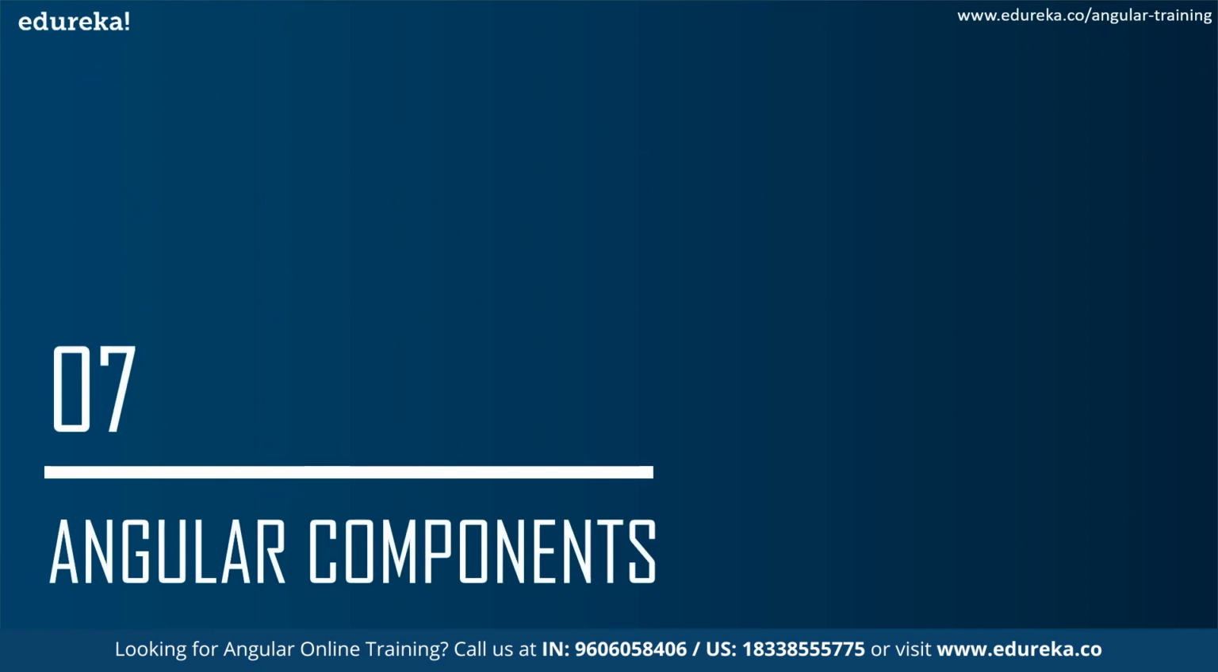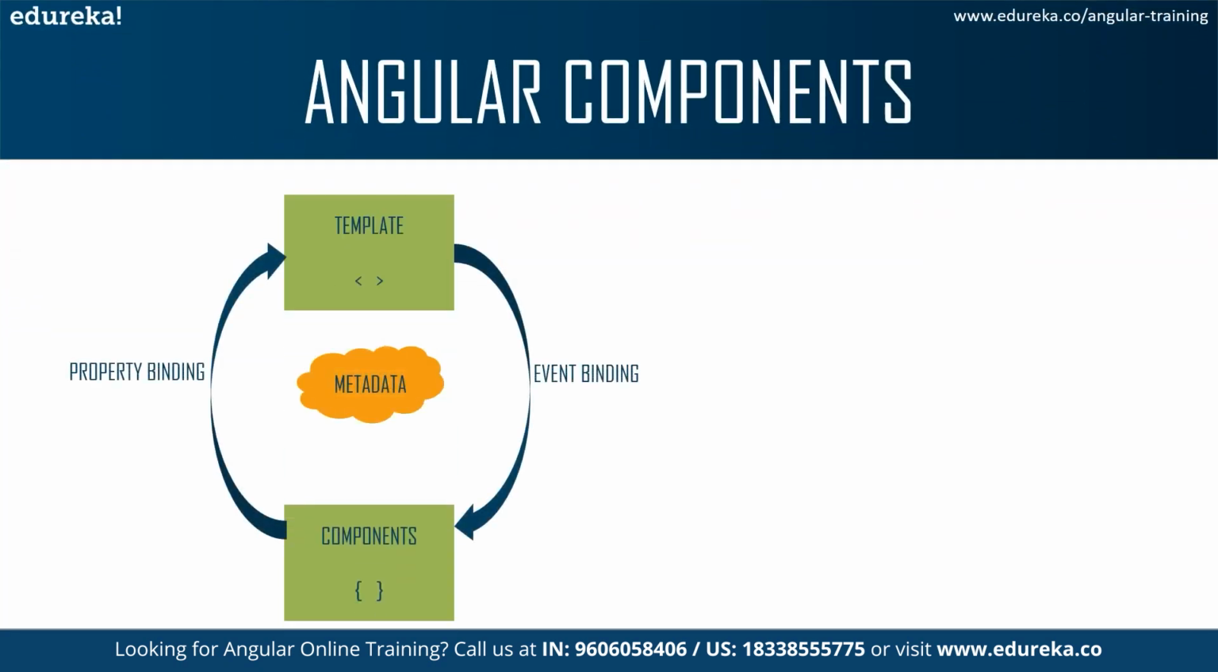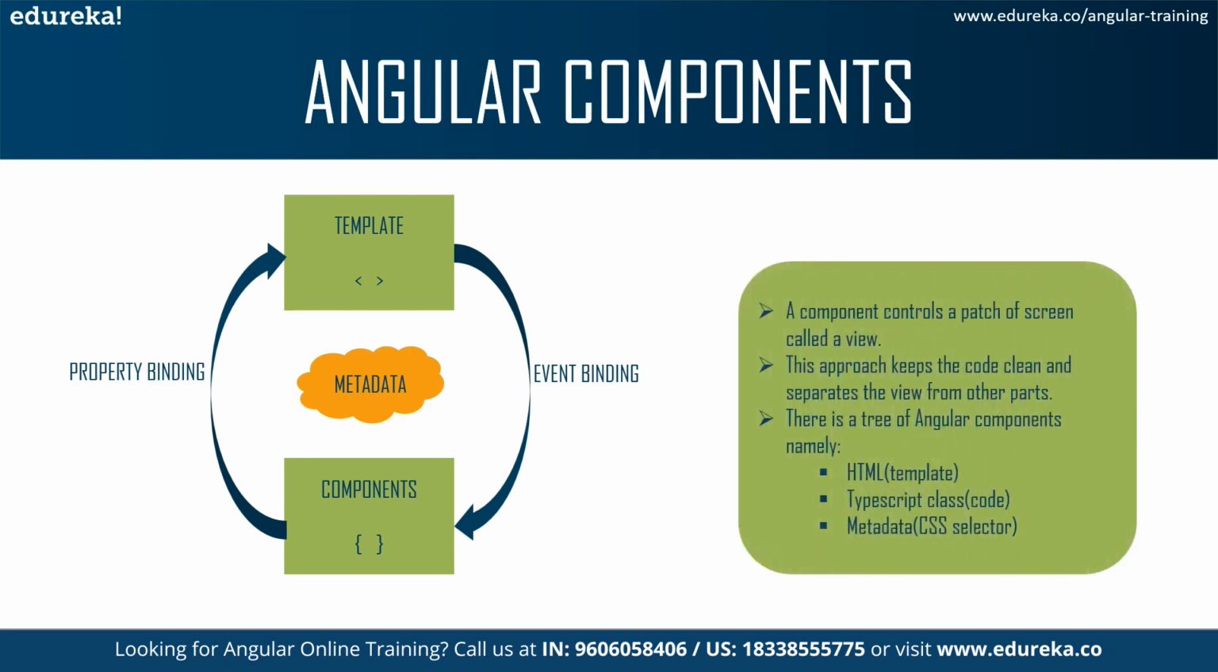Now speaking of Angular components, as you can see, we have considered component and template. From the diagram, you can make out that it is a part of the architectural diagram. The usage of components basically keeps the code clean and separates the view from other parts. Each component has a tree of elements. Firstly, we have the HTML template, which declares what renders onto your page. Next, we have TypeScript, which is a set of code that defines the behavior of your application.